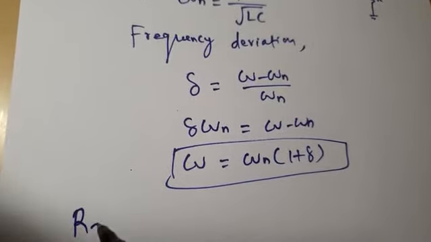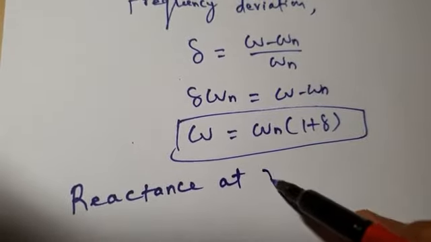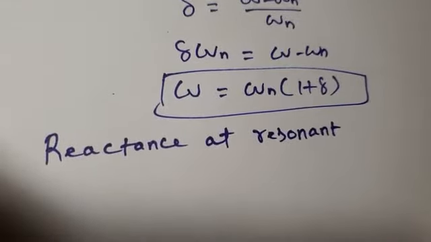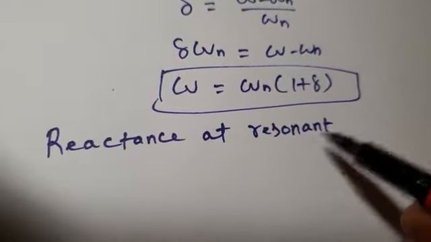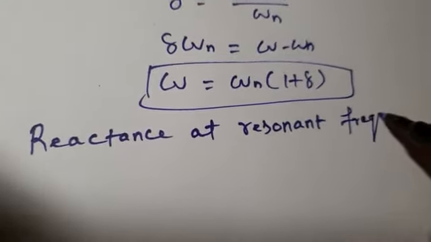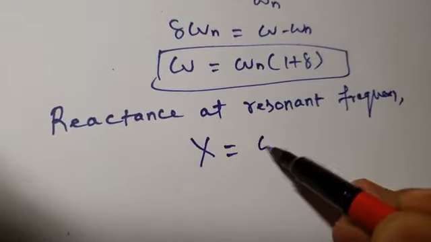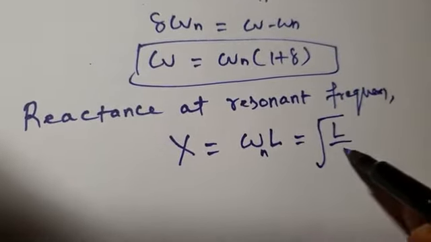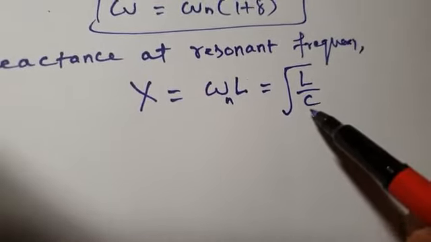Now I can write the reactance of the filter at the resonant frequency. The resonant frequency is the frequency at which this filter is tuned. At that time the reactance is given by X equal to omega n L, which is the square root of L by C. Why? Because omega n, as you know, is 1 by the square root of LC. If you substitute that here and solve it, it will be the square root of L by C.